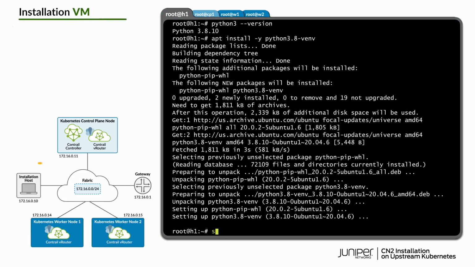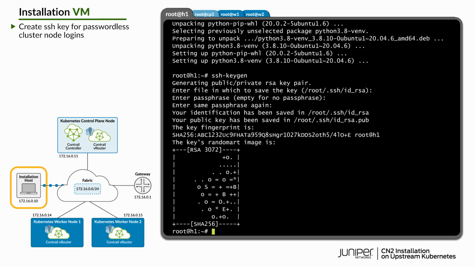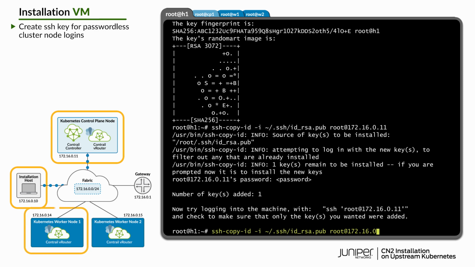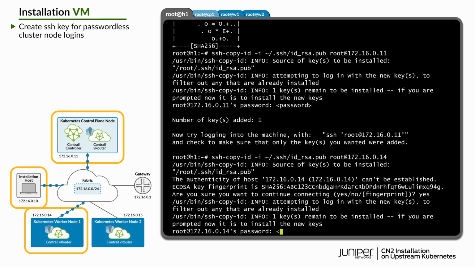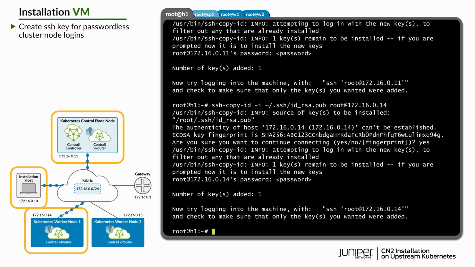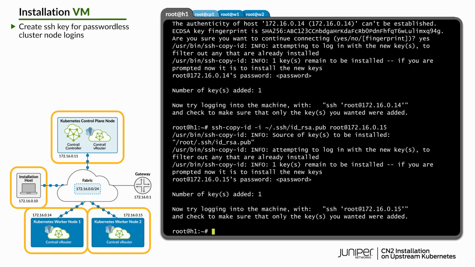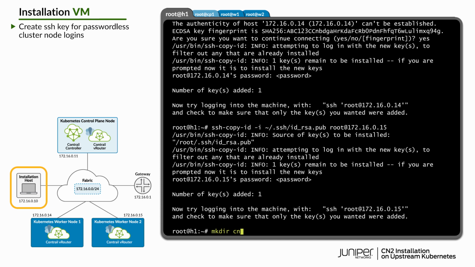Back on the installation VM, we'll create an SSH key and copy it to the cluster nodes so that the installation can use passwordless SSH logins. Copy the key and provide the login password when prompted. We'll do the same for worker nodes 1 and 2. We're now ready to install Kubernetes.